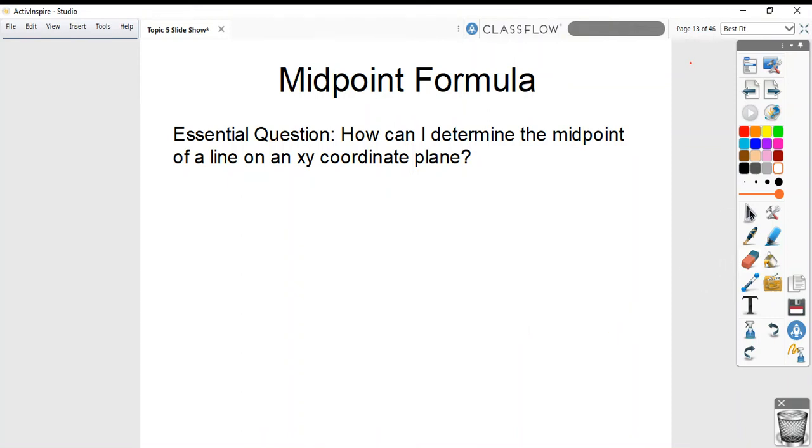All right, so we're looking at the first section of the topic 5 notes, and our essential question at the very beginning of this: how can I determine the midpoint of a line on an XY coordinate plane? And that's what we're going to be looking at today. We're going to be finding the midpoint of a line segment that is on an XY coordinate plane.